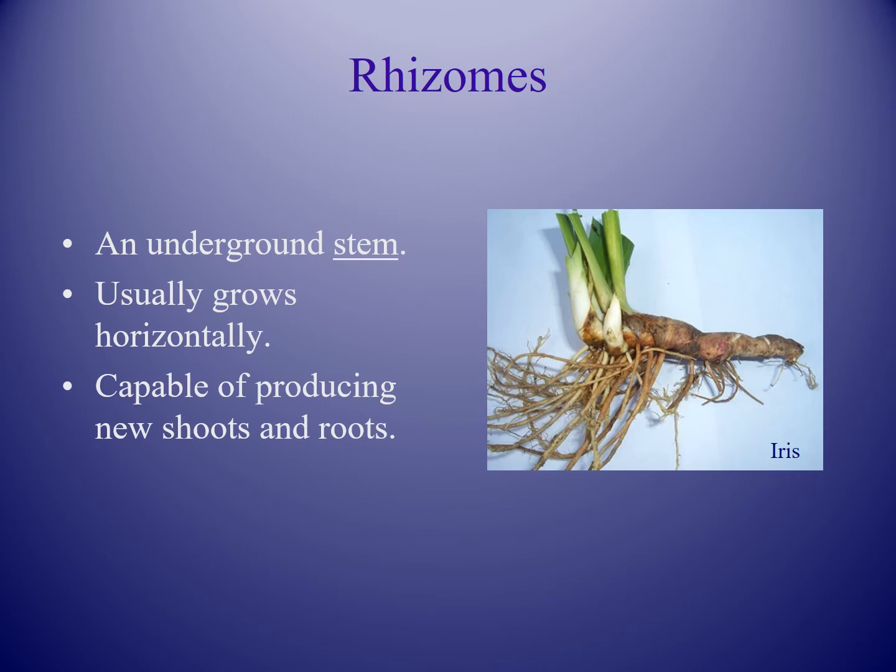So what you see in the picture on the right is an iris rhizome. The horizontal thickened portion that you see in the picture, that is the actual rhizome. And you can see developing from that rhizome we have new leaves, and we also have new roots. So rhizomes have the ability to make new shoots with leaves and new roots.